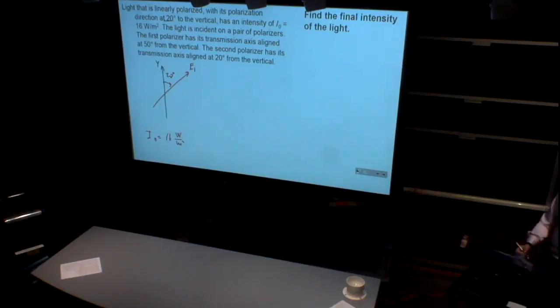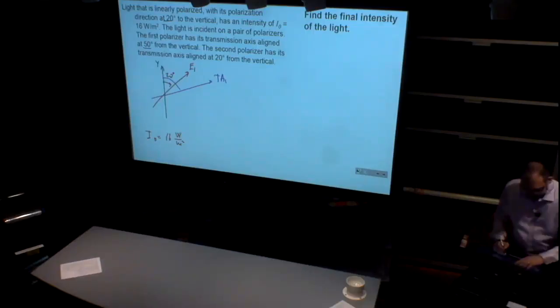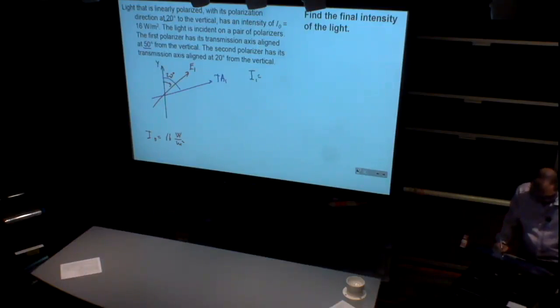Well, again, intensity describes how much energy travels through area per time, through 1 meter squared every second. That's what it is. And the first polarizer has transmission axis at 50, again, a positive number. So from the same axis, I have to go to the 50 degrees angle. That's transmission axis number one. Now I can calculate the intensity number one for light traveling through the first polarizer.